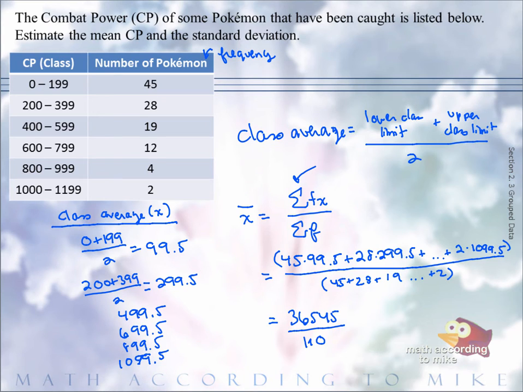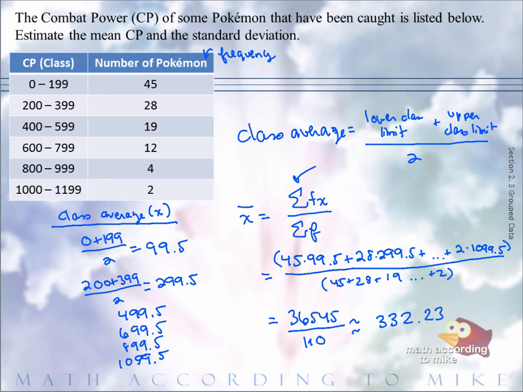So in your calculator, you'll do 36,545 divided by 110. We get an ugly decimal here. Let's round this to 2 places. I'll tell you on the test how far to round. 332.23. So the average combat power is 332.23. Great. So that is the mean.